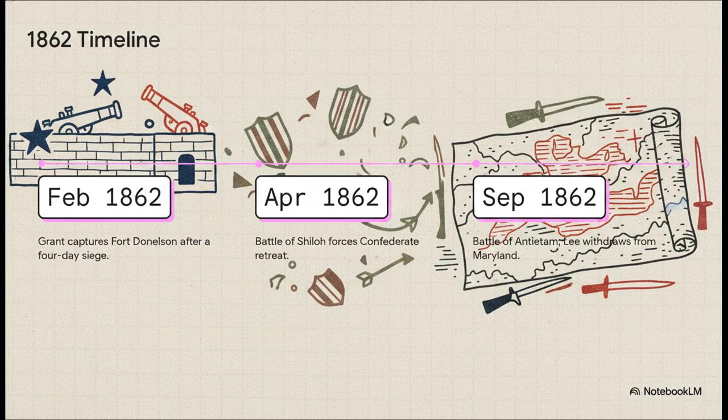Out west, Union General Ulysses S. Grant was building serious momentum. In February, he captures Fort Donelson after a tense 4-day siege, and by April, he survives a massive Confederate surprise attack at the Battle of Shiloh, eventually forcing the enemy to retreat.